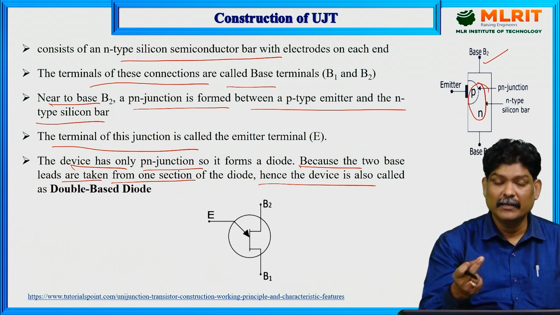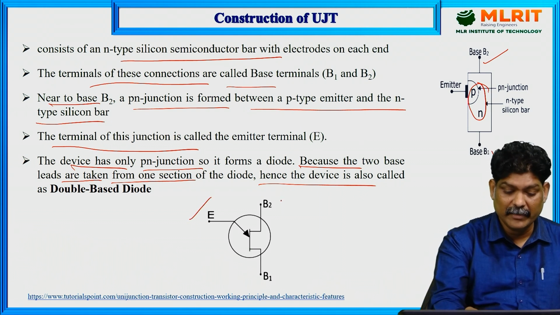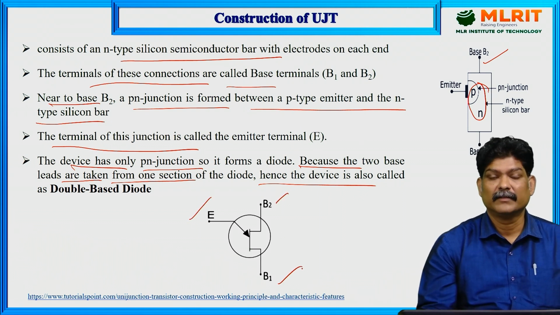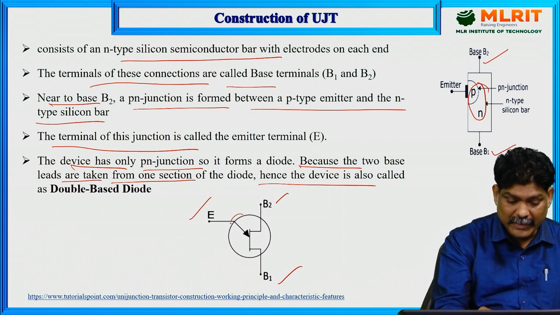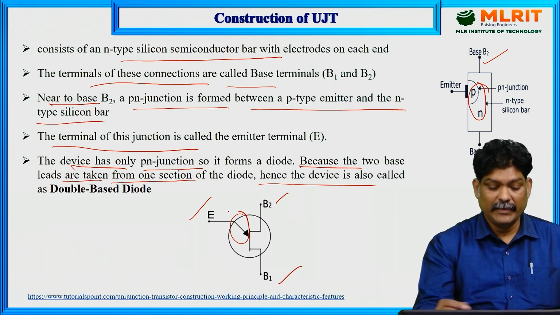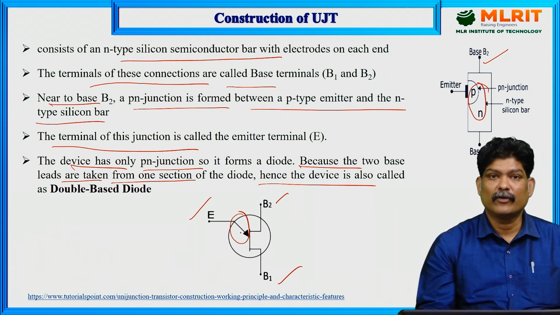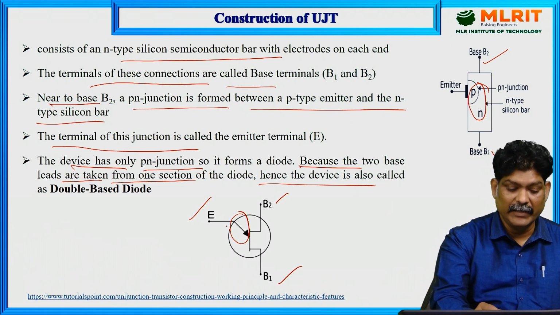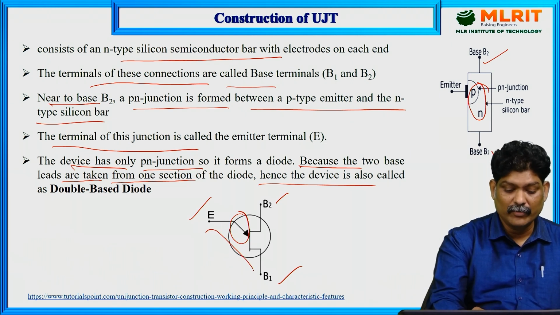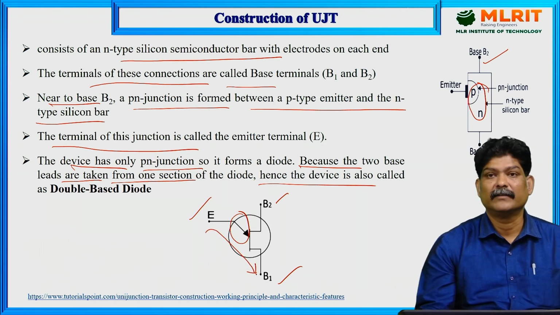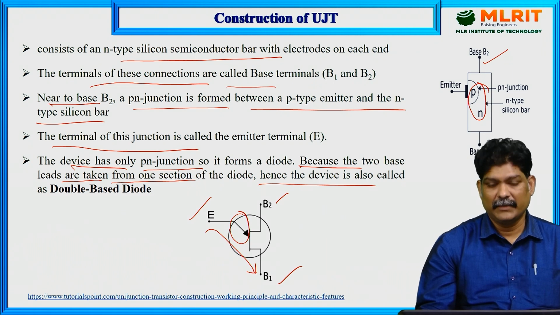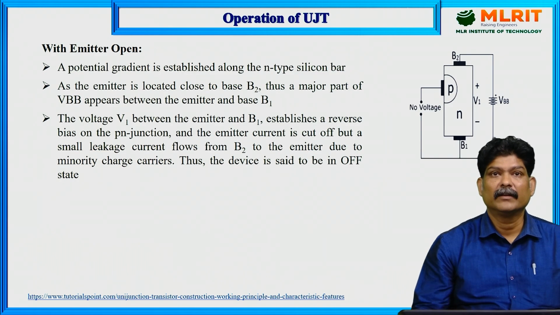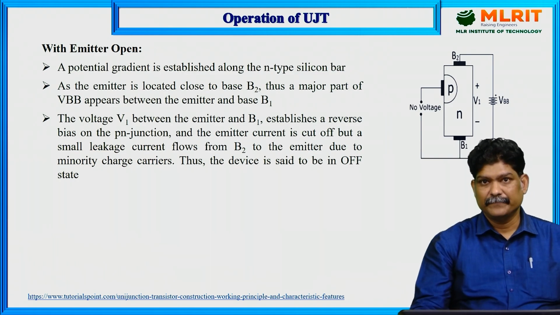The symbol for this is emitter, base 2, base 1. Why this angle? What does this arrow represent? It indicates the emitter current flowing towards base 1. Why? Let us see the working operation of UJT.